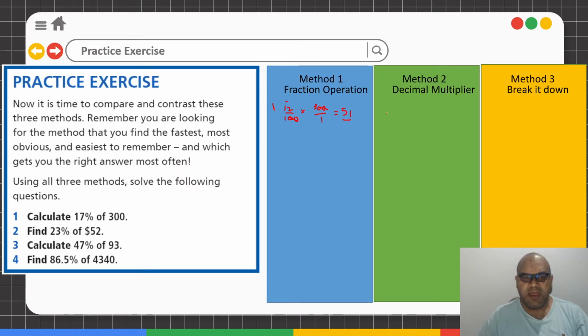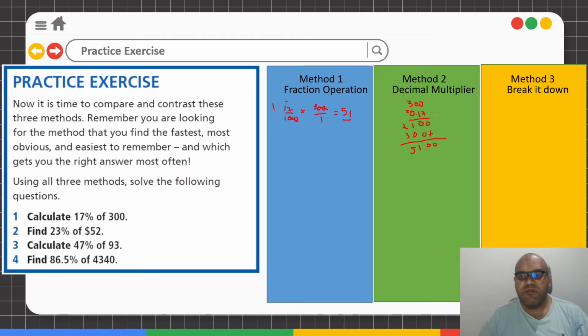The decimal multiplier is the same method, but we are multiplying 300 times 0.17. Remember? Just multiply as usual. 7 times 0, 0. 7 times 0, 0. 7 times 3, 21. Plus, here, 1 times 0, 0. 1 times 0, another 0. 1 times 3, 3. And the zeros, don't do it, because the result here is 0, 0, 1, 5.